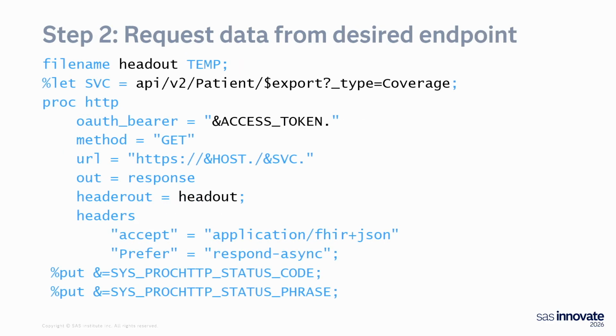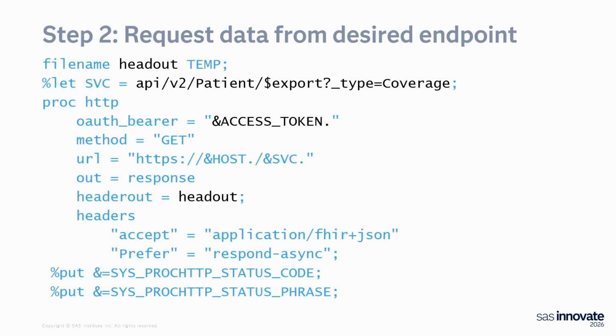And what would that look like? So now again, just to back up, at this point, we have used our basic authentication credentials to obtain an access token. We've placed that token in a SAS macro symbol called access_token. Now, here is a typical data request. The line that says the SVC is again from the documentation. There's nothing generalized about that at all. That just happens to be the syntax of one of the endpoints that the BCDA supports.